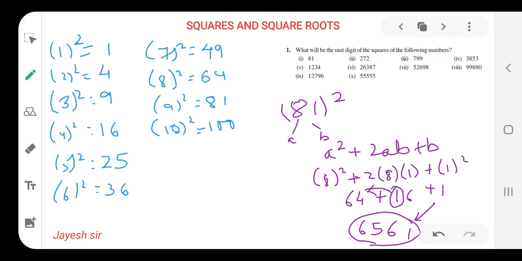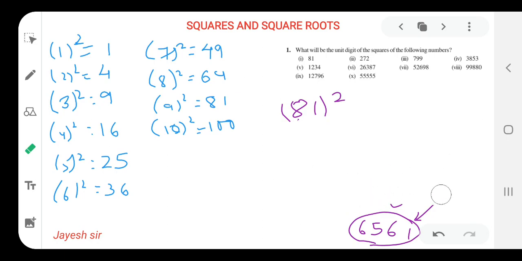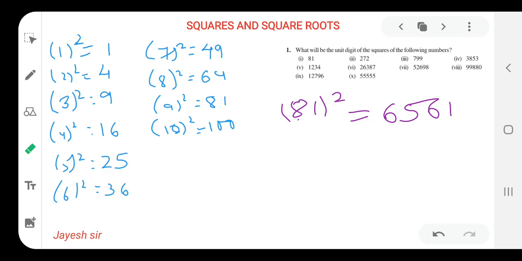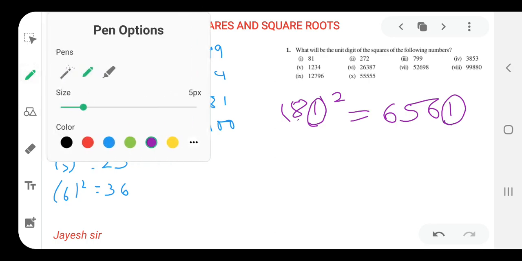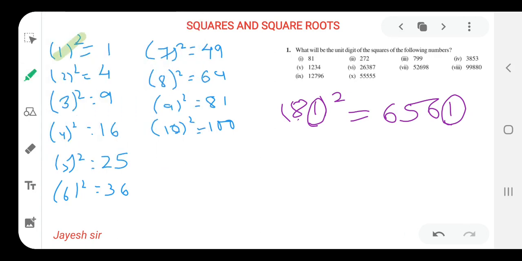Now why have I solved this? The whole procedure is not useful for me. The only thing useful while solving the sum is this number, 6561, the square of 81. We want to find the unit digit. Its unit digit is 1, and the unit digit of the answer is also 1. The same thing we can see in the question also: 1 square is 1. Similarly for 81 square, its unit place is 1.